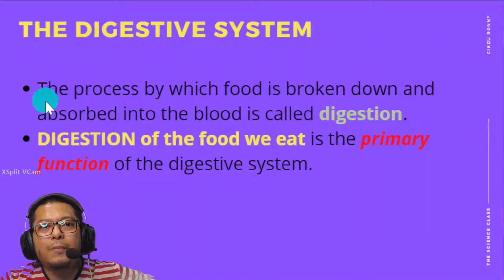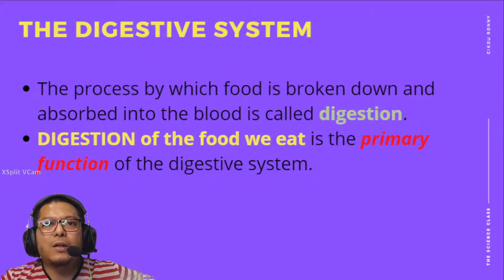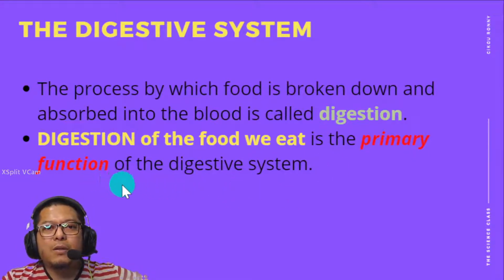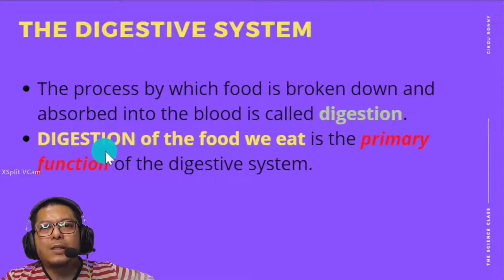So how does it happen? The process by which food is broken down and absorbed into the blood is called digestion. When the food is broken down and absorbed into our blood, it is called digestion. Digestion of the food we eat is the primary function of the digestive system. So this is the primary function, that is digestion of the food we eat. So what is digestion? It's the process by which food is broken down and absorbed into the blood.